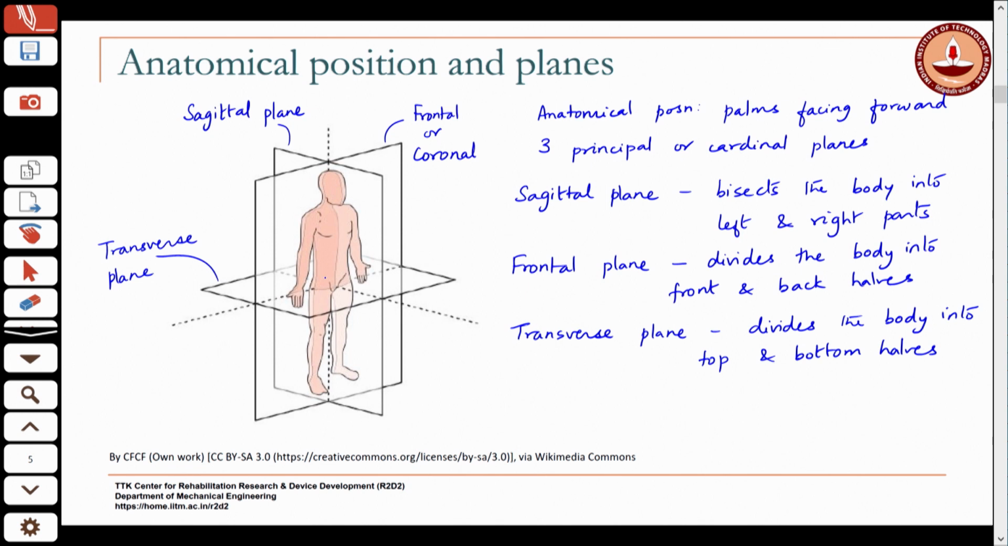So, if you imagine at the origin where these three planes intersect, this would be the center of mass of the whole body. If you imagine that as a sphere, then each of these planes divides it into 2 equal parts. So, you have the center of mass of the body located at the origin of these 3 reference planes.